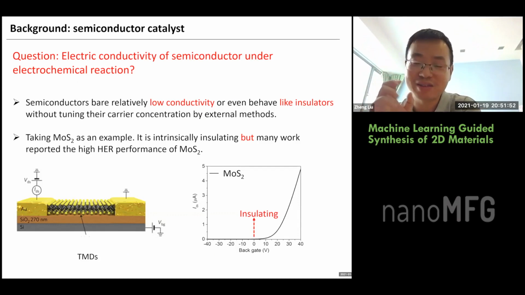But if you look at the research work and the publications over the past 10 years, there are a lot of works in high profile journals that claim semiconductors can also be really good catalysts, even comparable with the noble metal. So what's the problem? There's a contradiction, right?